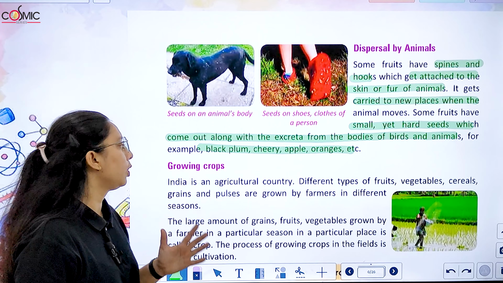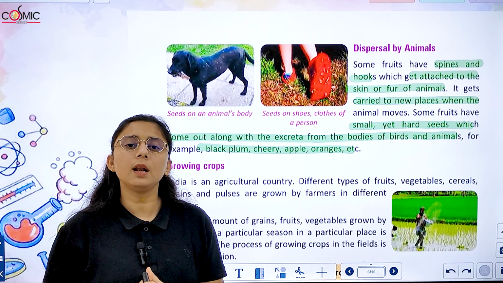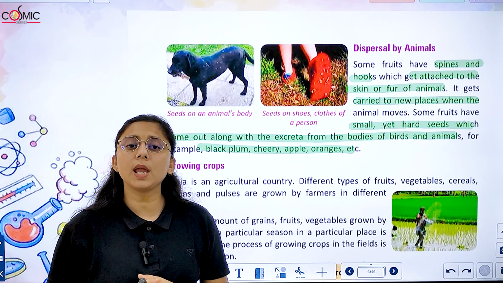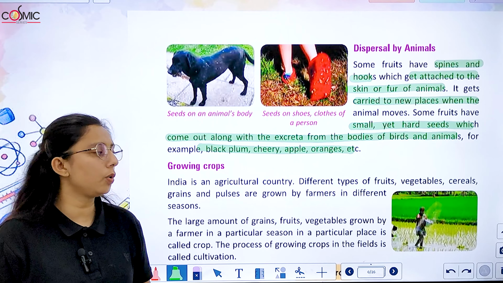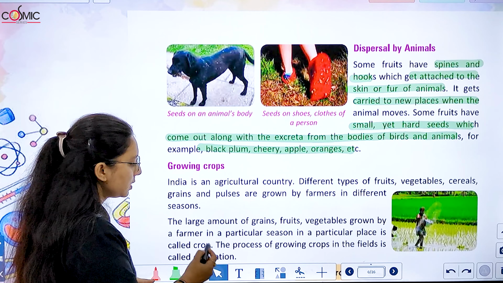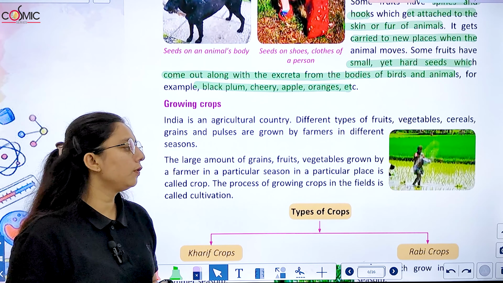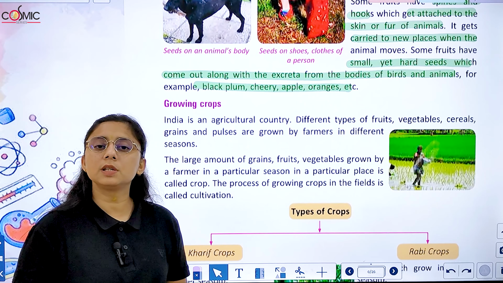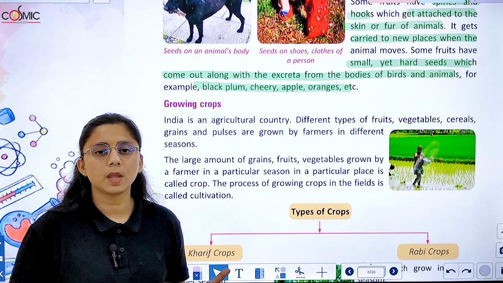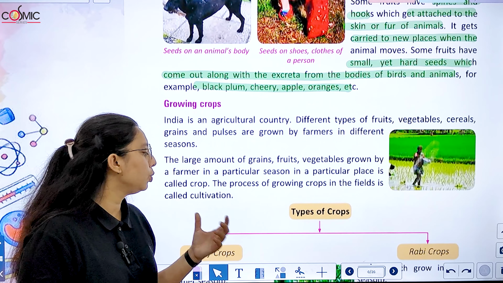Next is growing crops. You know that India is an agriculture country and most of the people living here are farmers. They are doing agriculture activities. Different types of fruits and vegetables are grown here in different farms. The large amount of grains, fruits and vegetables grown by the farmer in a particular season is known as a crop. And we have two different types of crop: rabi crop and kharif crop.